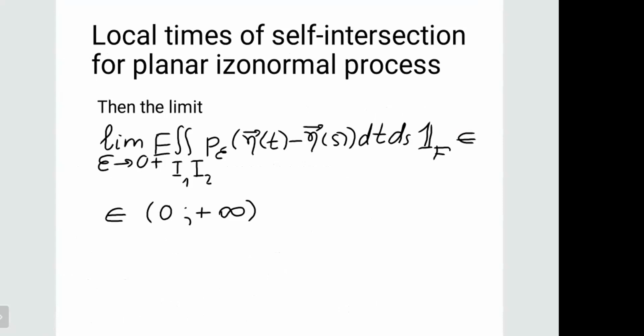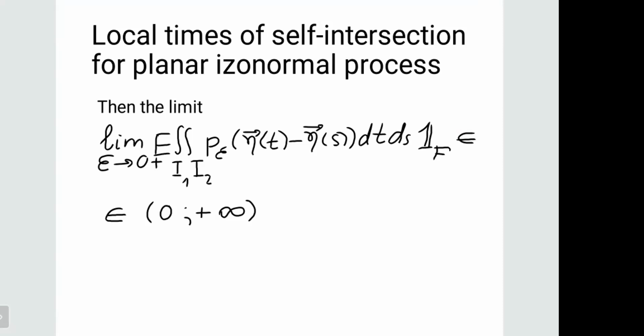Then it can be checked that this limit, with the exponent, expectation, and the double integral, where P epsilon is now a two-dimensional Gaussian density with zero mean and covariance matrix epsilon times the identity, multiplied by the indicator of our event F, exists, and this limit is separate from 0 and plus infinity. What does it mean?